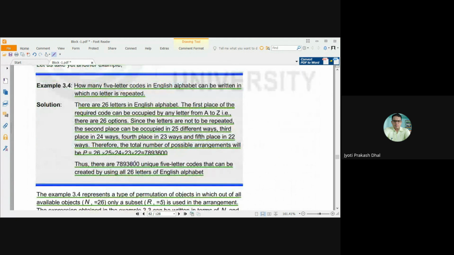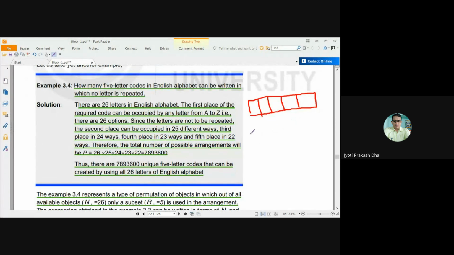And here we will discuss another example. In this example, how many 5-letter codes in the English alphabet can be written in which no letter is repeated? So you have to form a 5-letter code, and each letter will be picked from the 26 alphabetical letters.